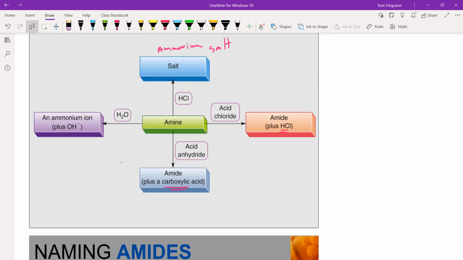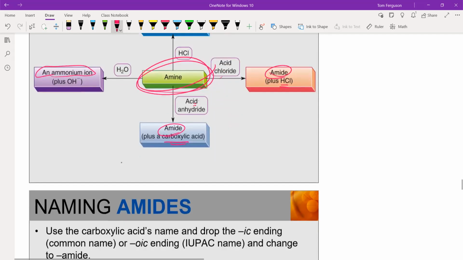Okay, so in general, when we put an amine in water, it's going to form the ammonium ion. If it's in an acidic environment, it'll form the ammonium ion as well, plus the salt. If we have an acid chloride or acid anhydride, we can form the amide from the amine plus either the acid chloride or acid anhydride.